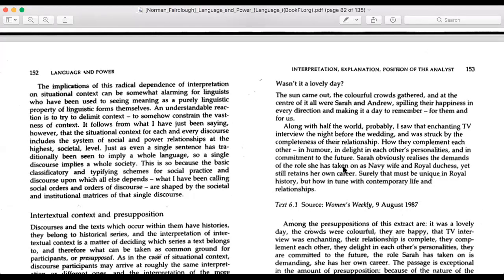And sometimes, presuppositions are taken as a matter of common sense also, that everyone would know. And this is one of these examples.